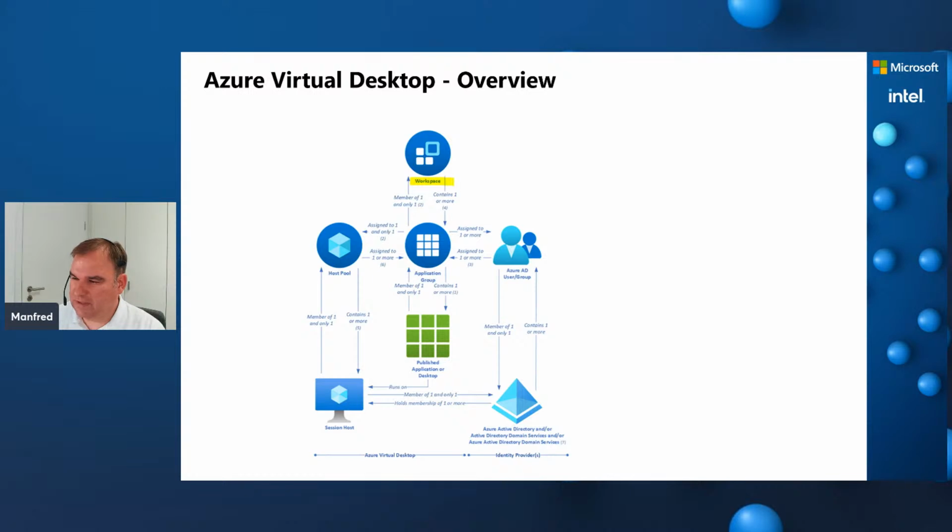So the workspaces include or consist of the application groups. Then we have the host pools. The host pools provide the resources from the session hosts. We have the published applications or desktops, and for authentication, we are using our Azure Active Directory or the local Active Directory. So 7 major components we see here that work together.